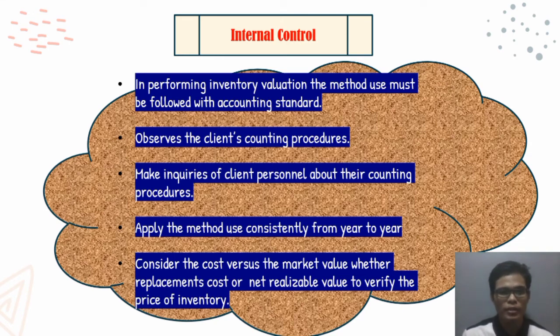Second, the auditor needs to observe the client accounting procedure. The third is to make inquiries of client personnel about their accounting procedure. The fourth is the auditor needs to investigate whether the management applies the method used consistently from year to year. And the last one is the auditor needs to consider the cost versus the market value, whether the replacement cost or net realizable value, in order to verify the price of inventory.